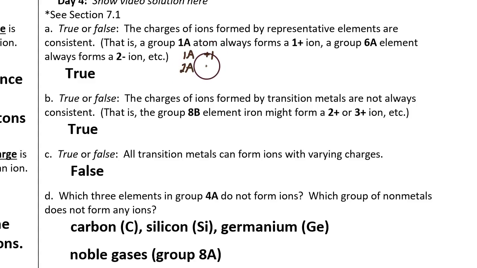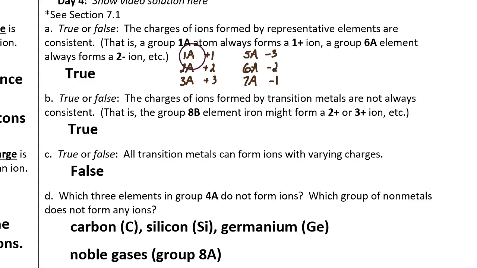Elements in group 2A make positive 2 charged ions. Elements in 3A make positive 3 charged ions. Group 5A makes a negative 3 charged ion. Group 6A makes negative 2 charged ions, and group 7A makes negative 1 charged ions. Think about the reasoning behind these different charges.